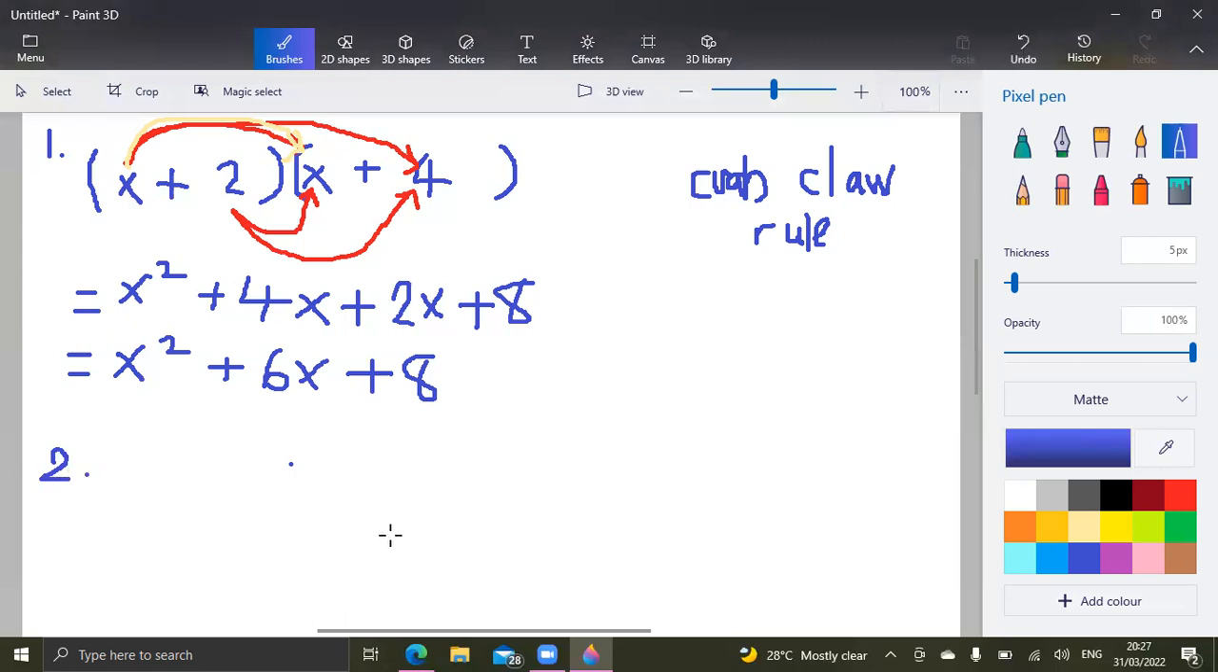Now let's have a look at number 2 here. We are going to practice also. Let's have a look. I'm going to use a different color so you can see it properly. 2 brackets. We are expanding 2 brackets. So let's say this is x, still x. We are dealing with something easy first. But this is actually a minus 1. And then this is a plus 3, for example.